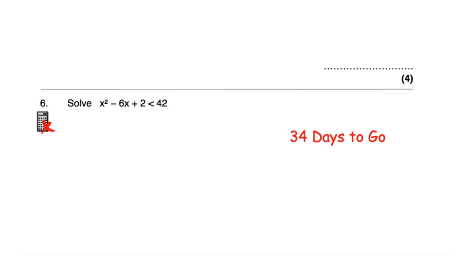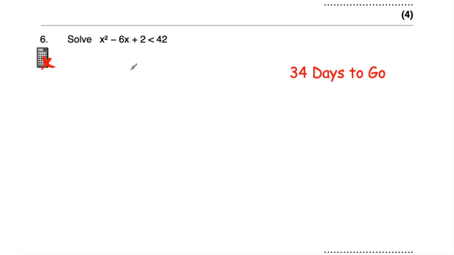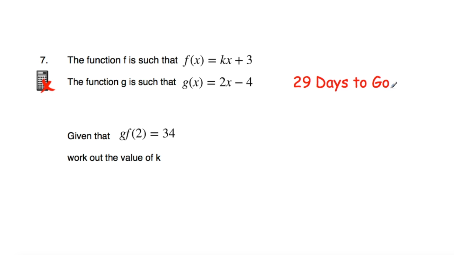Okay, let's look at our next question, question number 6. Question number 6 is on quadratic inequalities, and I really like these. So it's 34 days to go, that's when we did quadratic inequalities. In terms of this question, a bit of a hint, you want it to equal 0. So you'd want to get rid of this 42 here. So take 42 away from both sides. You'll then have the quadratic is less than 0, and then you just solve that as a standard quadratic inequality question.